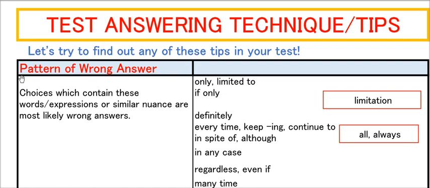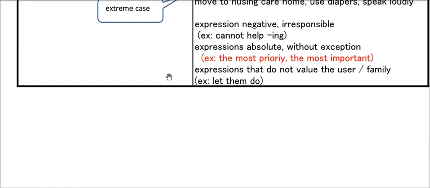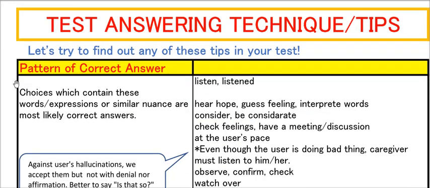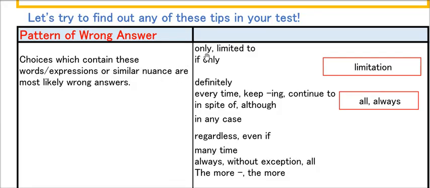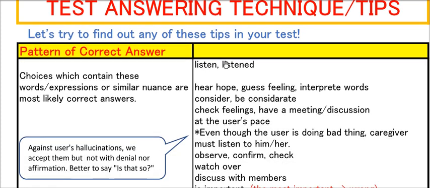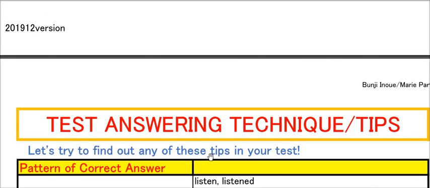There are 2 patterns, a pattern of wrong answer and a pattern of correct answer. If you find some expressions or words like these, you may think, oh, these are wrong answers. Or if you find some of these expressions or words, you may think, oh, this is a correct answer. That's magic.